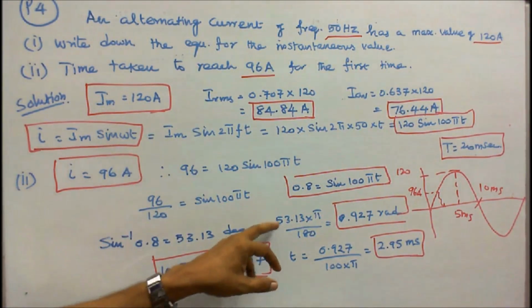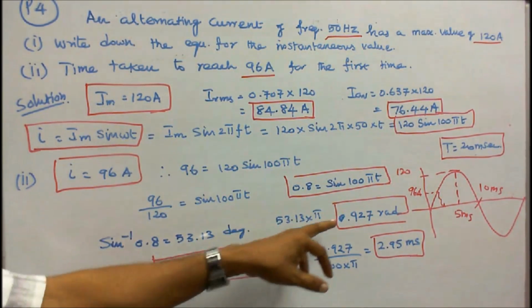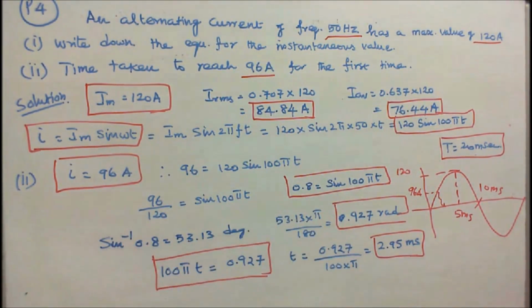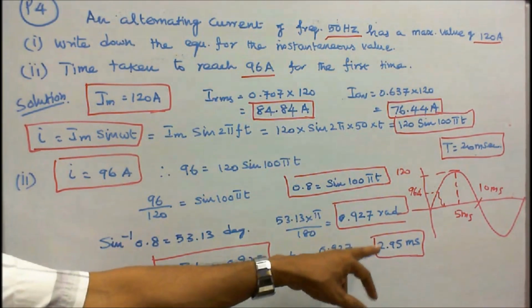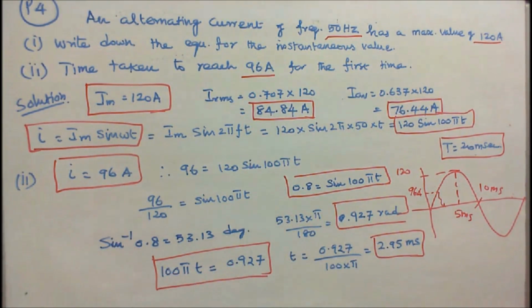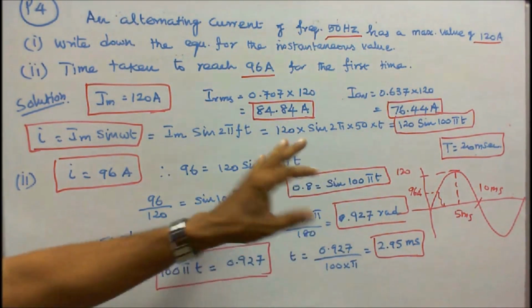Therefore, 53.13 into pi divided by 180 is equal to 0.927 radians. I can find the time. T is equal to 0.927 divided by 100 pi, that is equal to 2.95 milliseconds. So the time taken to reach 96 amps for the first time is 2.95 milliseconds.